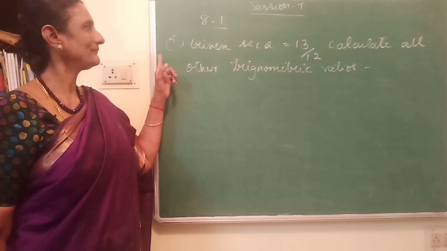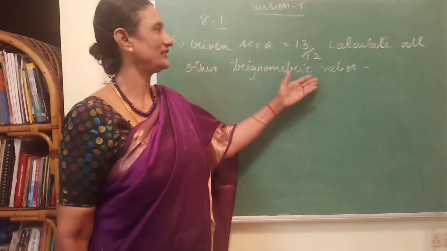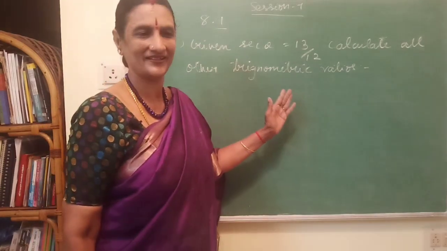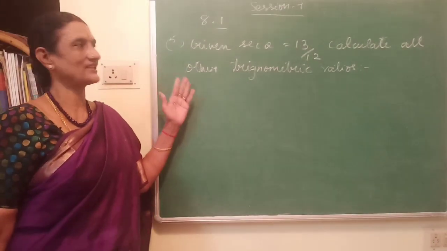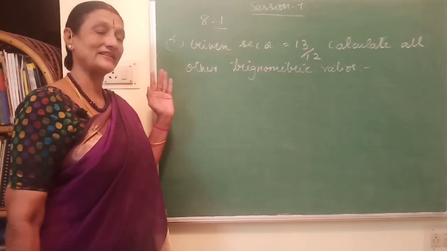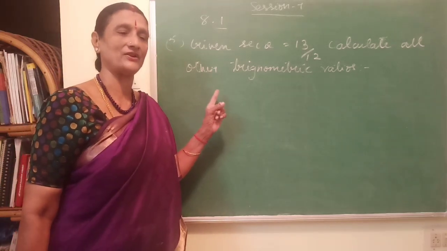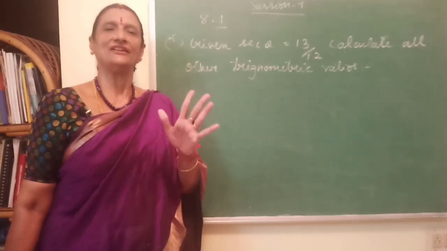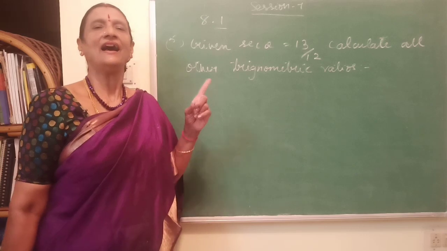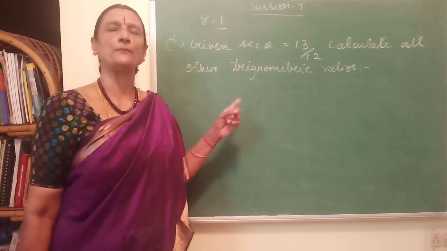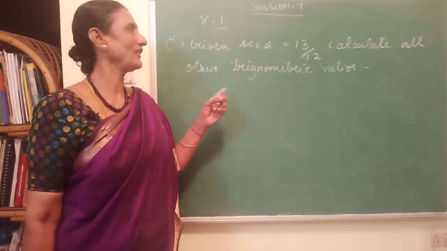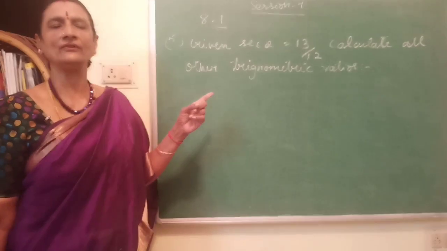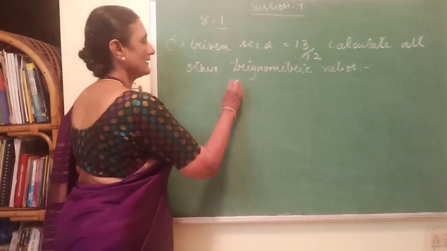The fifth sum: given secant theta is equal to 13 by 12, calculate all other trigonometric ratios. So secant theta is given to be 13 by 12. What is secant theta? By definition, it is hypotenuse divided by adjacent. So first and foremost, what you have to do? Yes, you have to draw a right triangle, and in that right triangle you keep the hypotenuse as 13 and your adjacent side as 12. Are you ready? Come on, take down this diagram in your notebook.